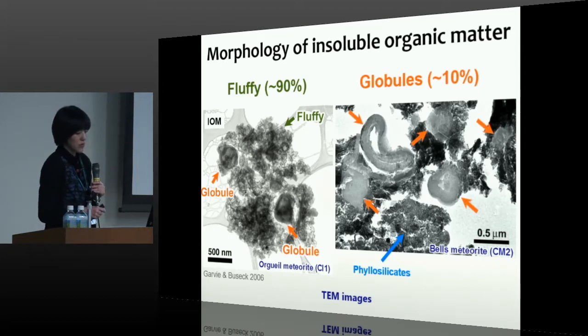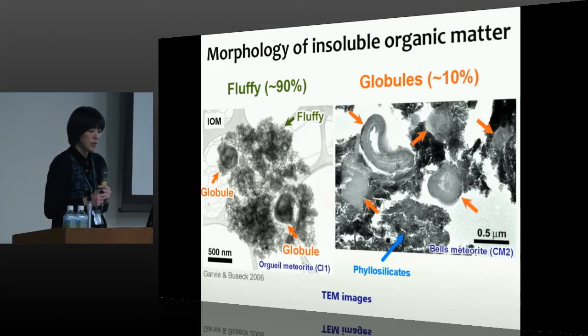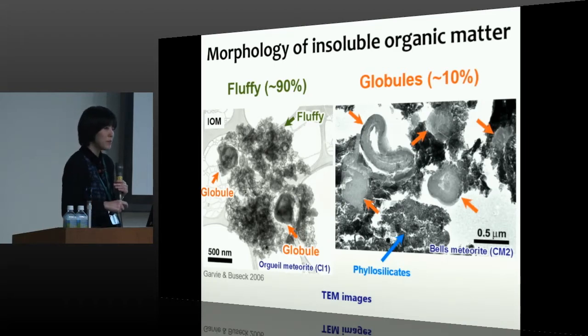But globules are only about 10% of the volume of the IOM. But the fluffy one is only detectable after acid demineralization. You cannot observe it even in TEM because they are very fine and spread into the mineral matrix, mostly ferrosilicate.